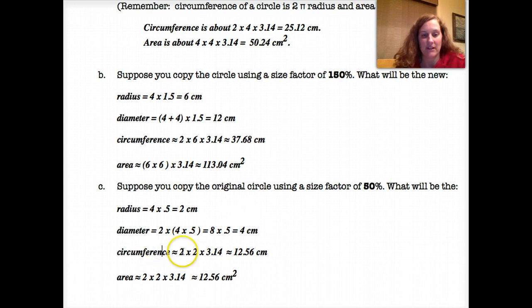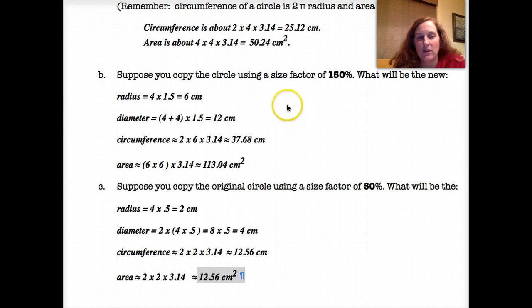My circumference is 2 pi r. My radius was 2, so 2 times 2 times 3.14 is 12.56 centimeters. And area is pi r squared, and our r is 2, so it ends up being 2 times 2 times 3.14, which is 12.56 centimeters squared. So again, I know this is a little rusty, circles, radius, diameters, but I just wanted to get it out there so you could see it for a little bit.